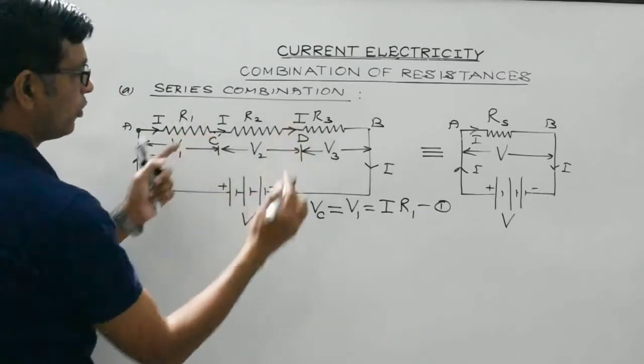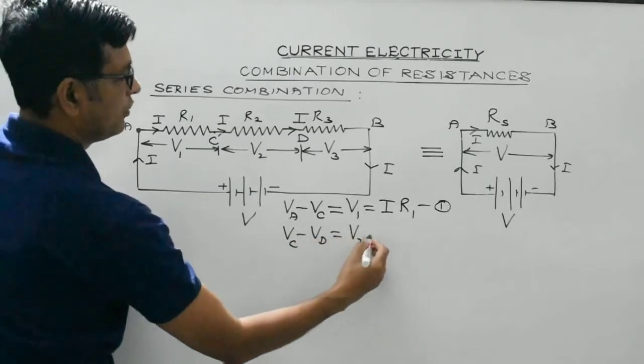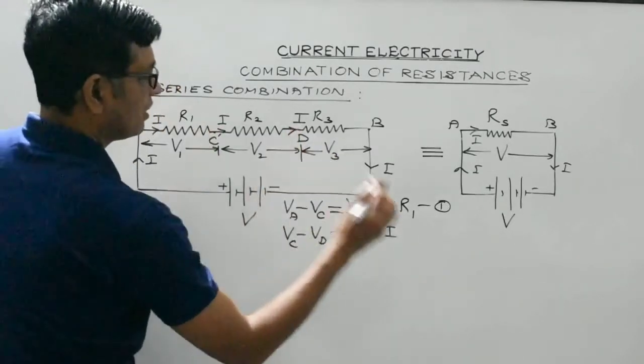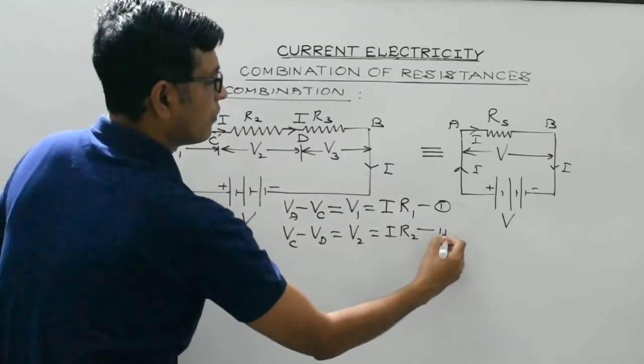Similarly, potential difference between points C and D, it will be written in this particular manner. It is V2 and it is equal to I multiplied by the resistance offered by the conductor between points C and D, which is R2.